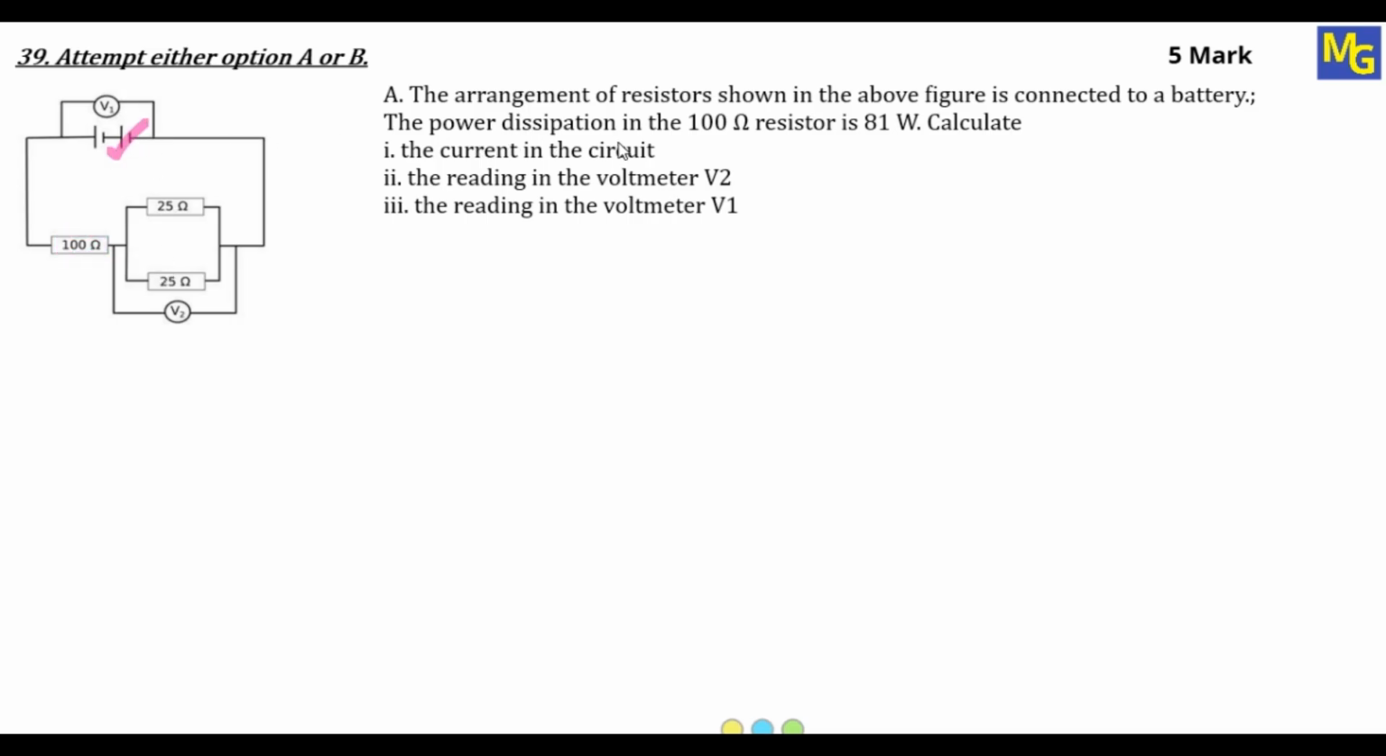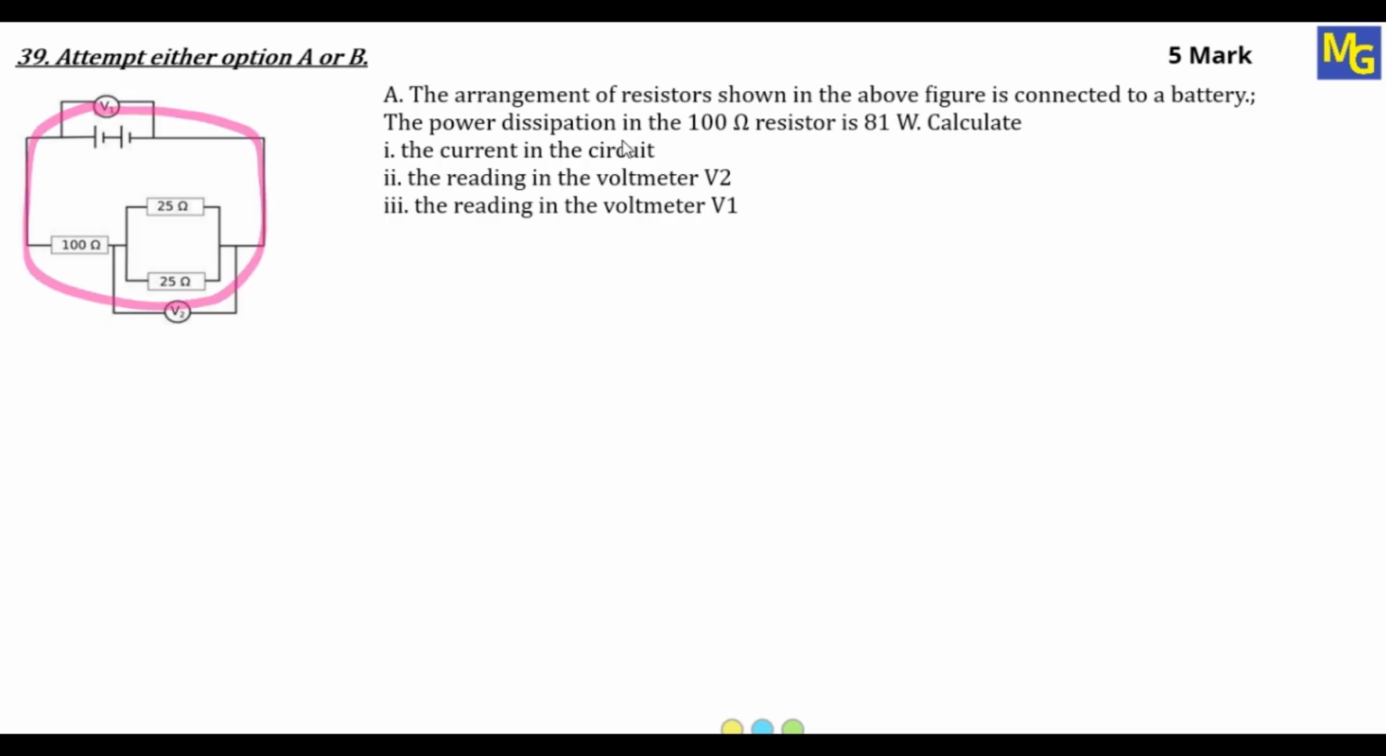The power dissipation in the 100 ohm resistor is 81 watt. So in case of this 100 ohm resistor, whatever power is dissipated is given, which is 81 watt. Now by using all this information, we have to calculate, first, the current in the circuit. So we have to find out the current in this whole circuit.